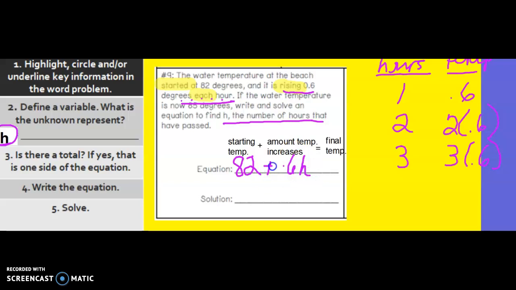We're going to add that amount that it went up, 0.6 times h, or 6/10 times h, plus the 82, and that will equal our final temperature of 85 degrees. So 82 plus 0.6h equal to 85 is the equation that you would use to solve this problem.